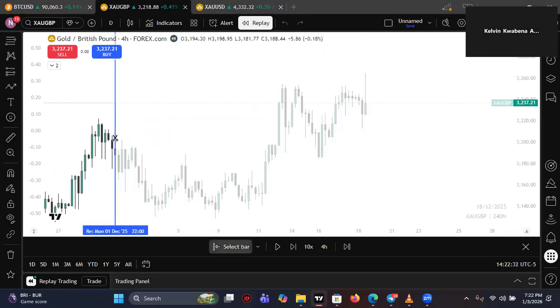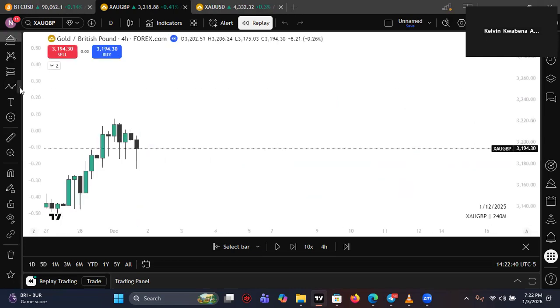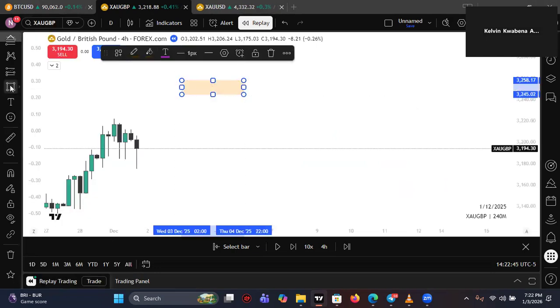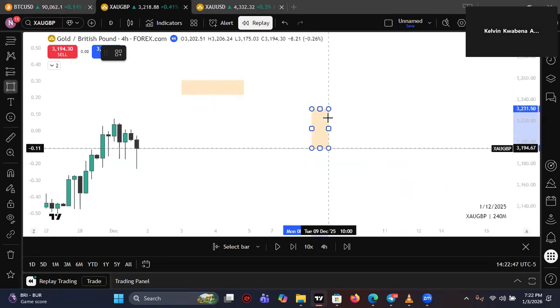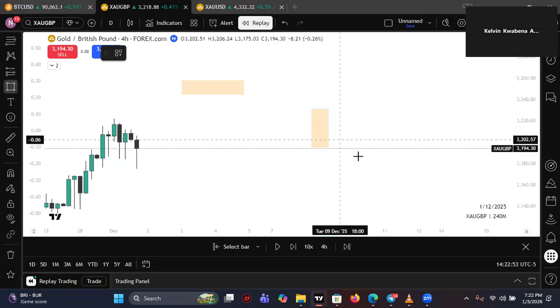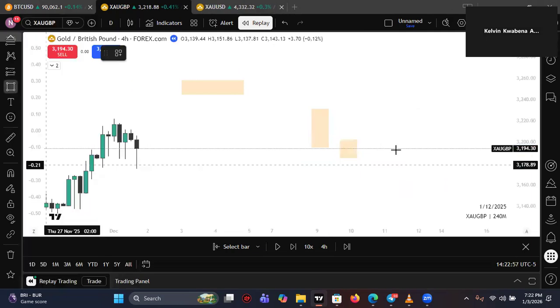So let's take something like this, right? Now, when you apply your internal range liquidity and external range liquidity, we know that internal range liquidity is a fair value gap, external range liquidity is a swing high or a swing low, right? So let me just make a quick drawing of it. External range liquidity, something like that.